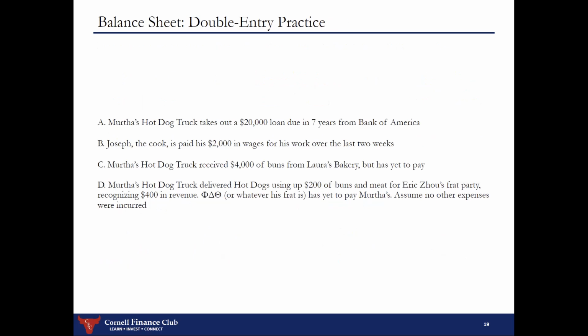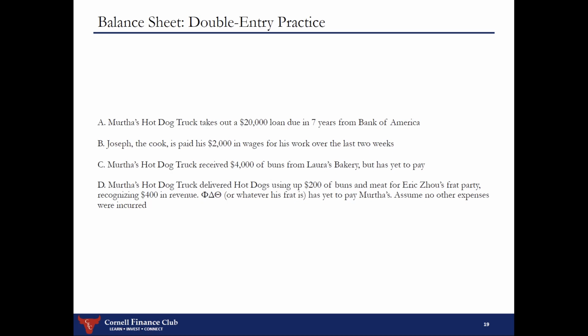Cool, so now let's do some double entry practice. So first, Martha's hot dog truck takes out a $20,000 loan due in 7 years from Bank of America. So here you took out a loan, so your cash gets debited by $20,000, and your liabilities or your debt gets credited by $20,000 because it's an increase in cash and an increase in debt.